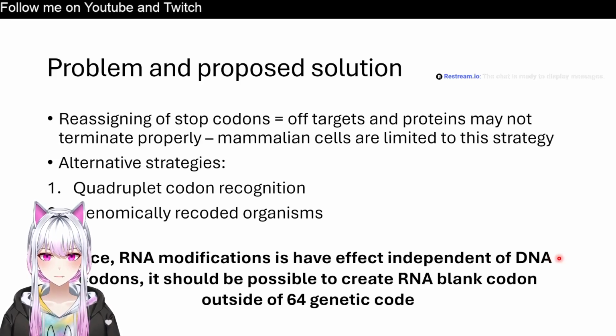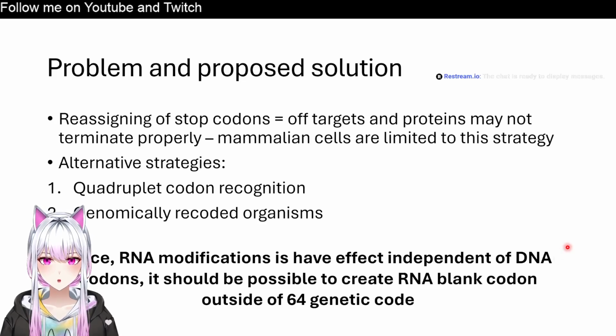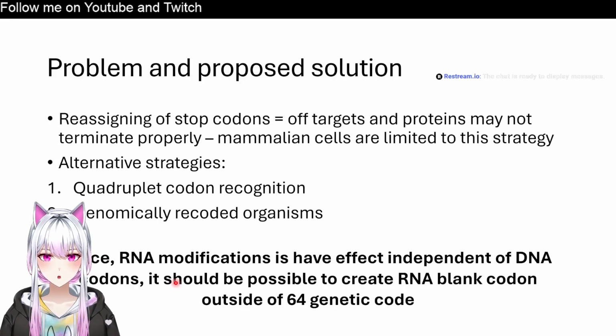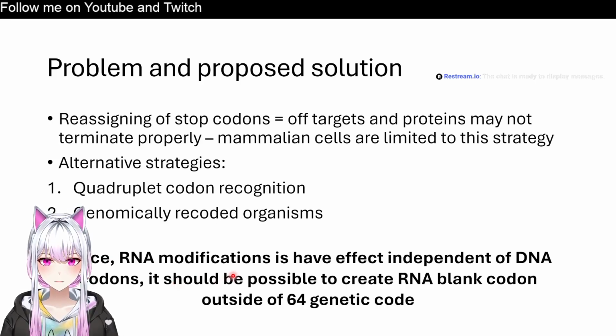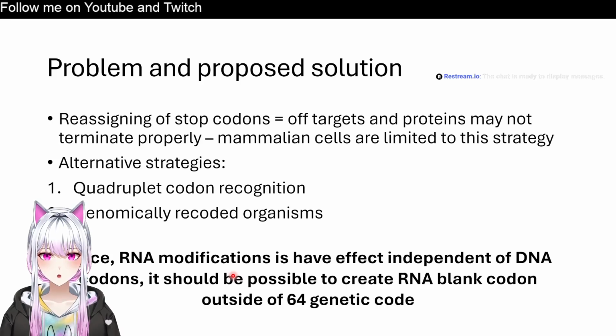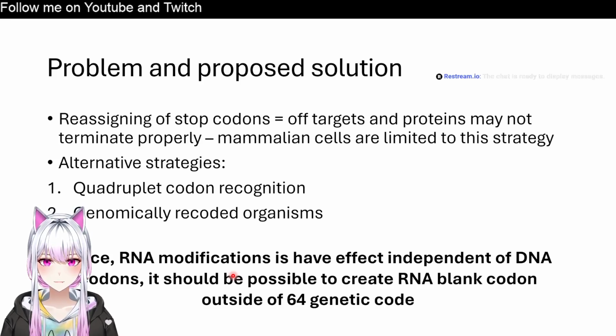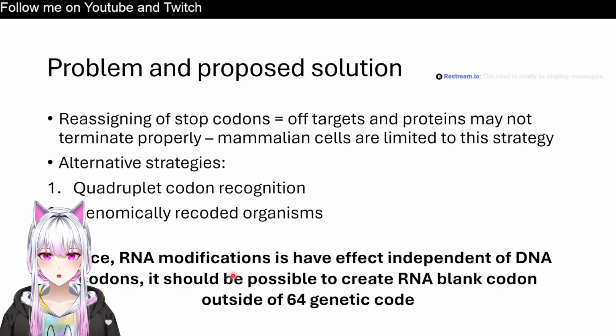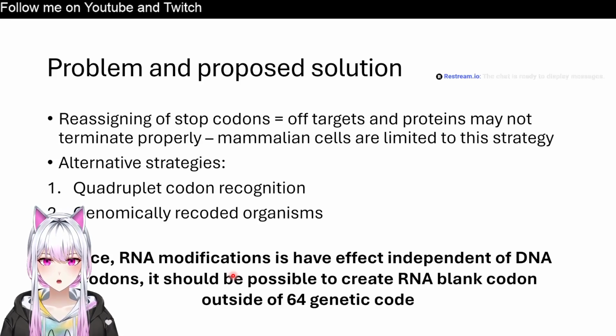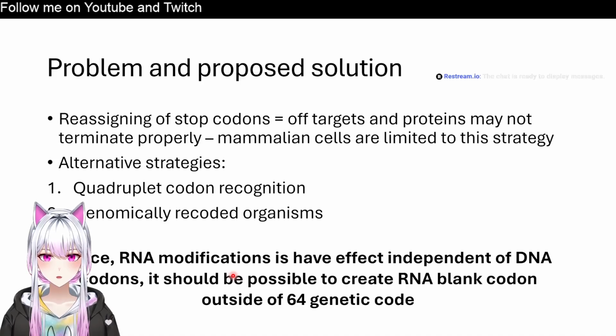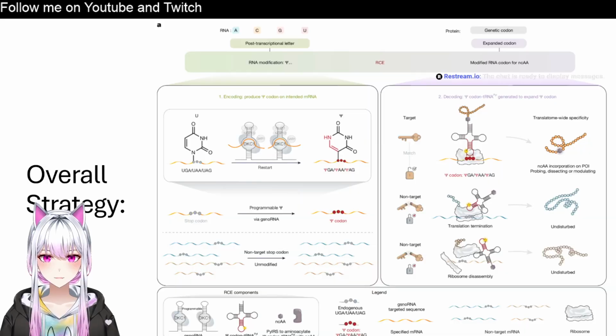So now people think: if we cannot make DNA stop codons, what about making RNA stop codons? And this could be possible because RNA is beyond just the letters; you can actually modify the RNA. There are so many different RNA modifications, up to 150 of them, and they have effects independent of the DNA codon. It's perfectly possible to create an RNA codon outside of the 64 genetic codes that the 64 codons commonly code for.